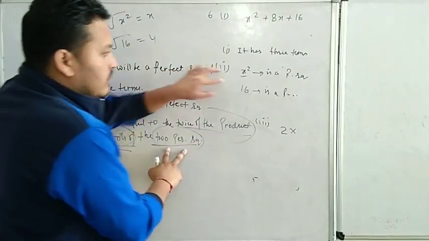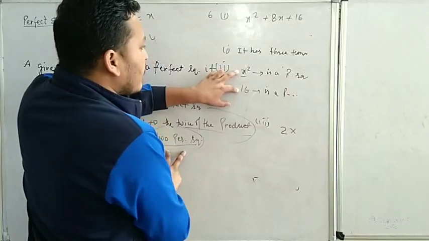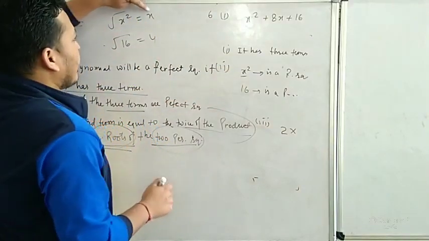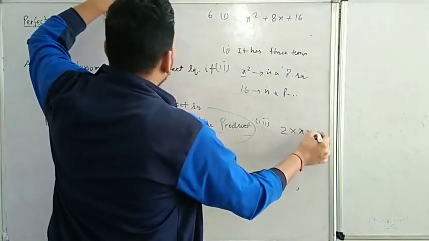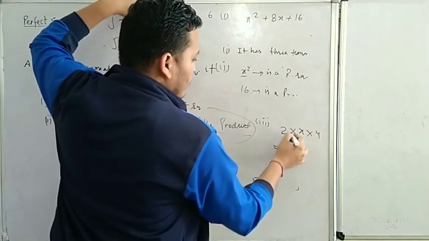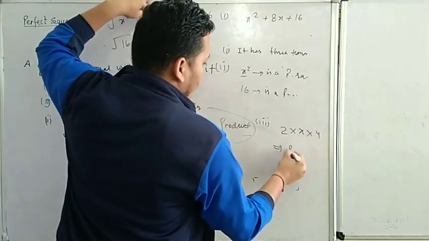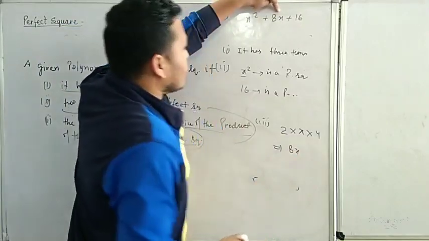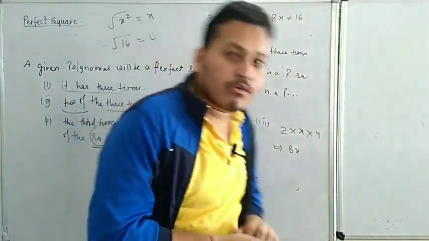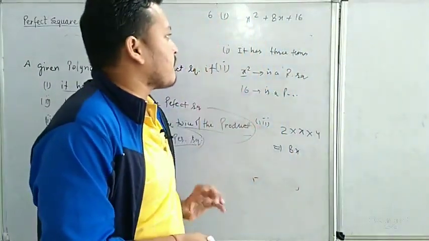ट्वाइस द प्रोडक्ट ऑफ द स्क्वायर रूट, किसका स्क्वायर रूट, 2 परफेक्ट स्क्वायर, तो द स्क्वायर रूट ऑफ x square and 16, x का square root x and the square root of 16 is 4, so what is its product, 2 into x into 4, that is 8 into x, so we will get 8x. It means our given expression is a perfect square.